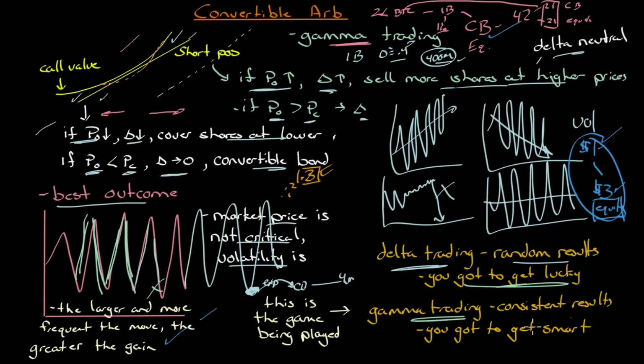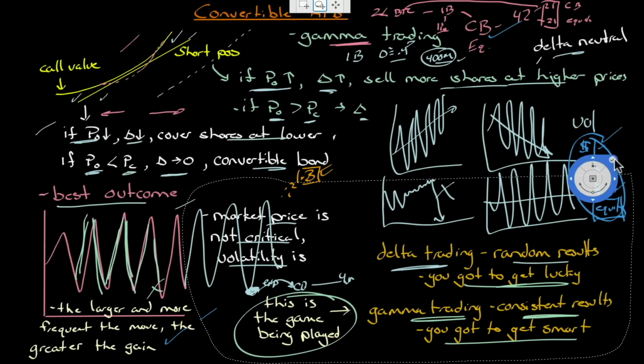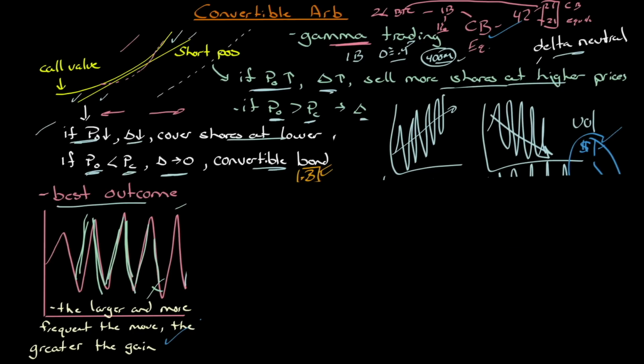The game here is gamma trading. The bondholders, as long as this is here, get consistent results. So you've got to get smart about the game that's being played. So let's look at the business model for Microstrategy. Let's look at their output first.